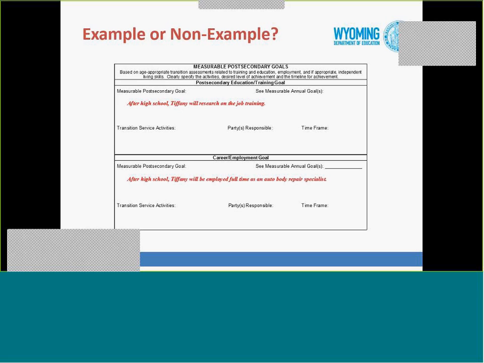This one is a non-example because, again, it's not a specific outcome. She's just going to be doing an activity of researching. We don't know what kind of on-the-job training it is. We don't know if the research is even going to be completed. It's just not specific or measurable enough.